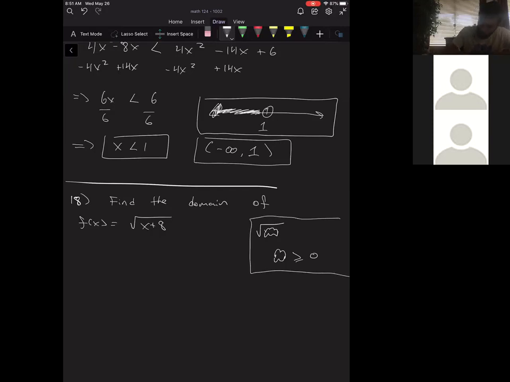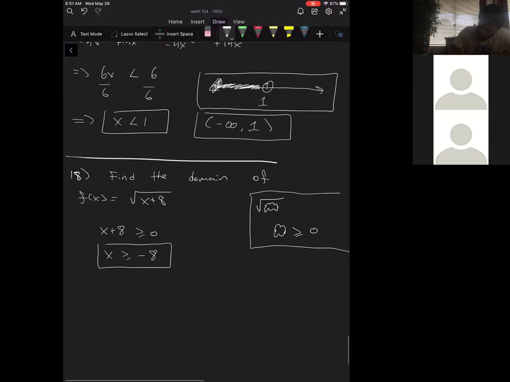So in this situation, our blob is just x plus 8. When we're trying to find the domain of the square root of x plus 8, we take the inside piece, which is x plus 8, and set it bigger than or equal to 0. Solving this inequality, we get x is bigger than or equal to minus 8. And this is going to be the domain.